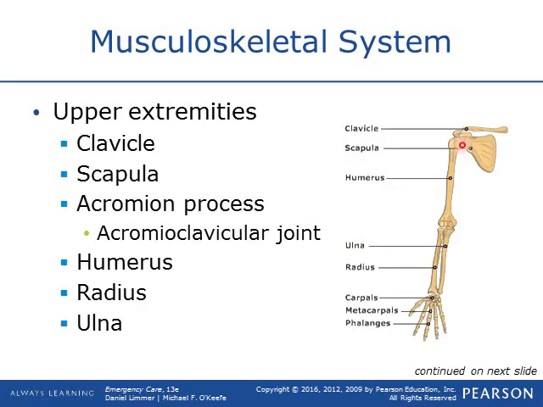Upper extremities, you have a clavicle. Clavicle is your collarbone. Scapula. Scapula is your shoulder blade. Humerus is the upper part of your bone, which connects into the funny bone, which is not so humorous. Haha, get it? And then your radius and your ulna.